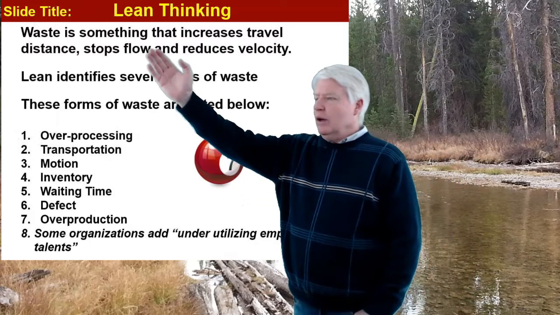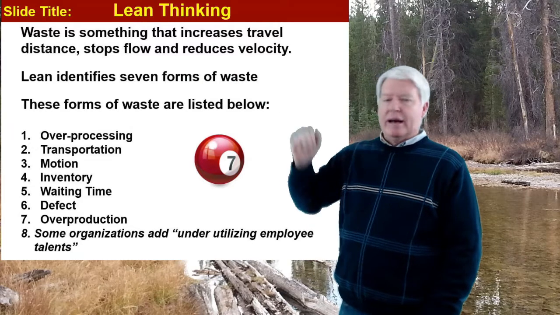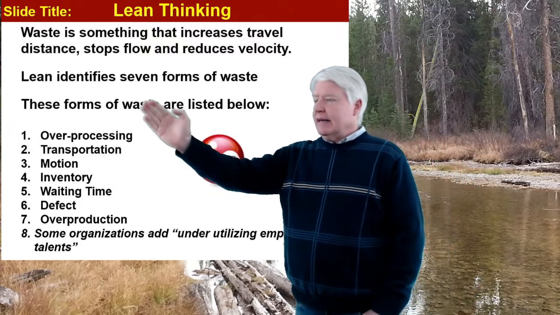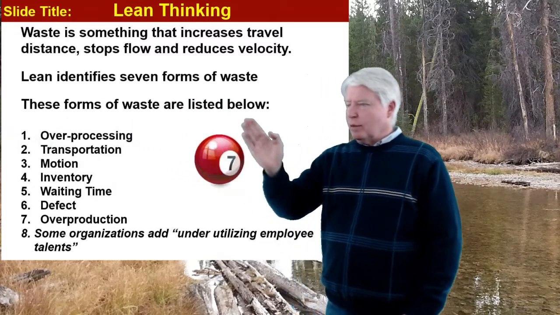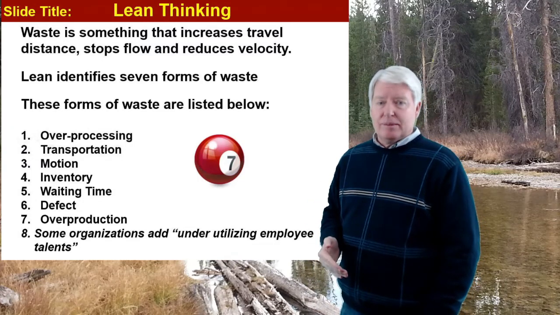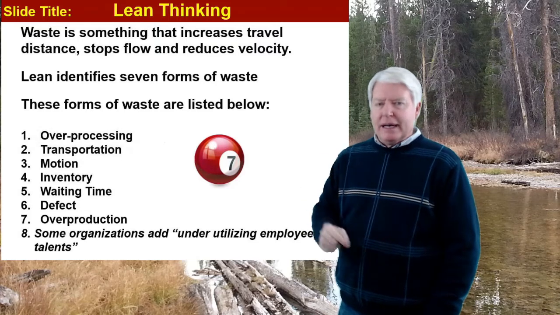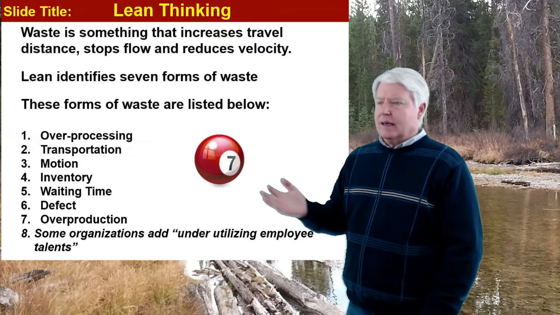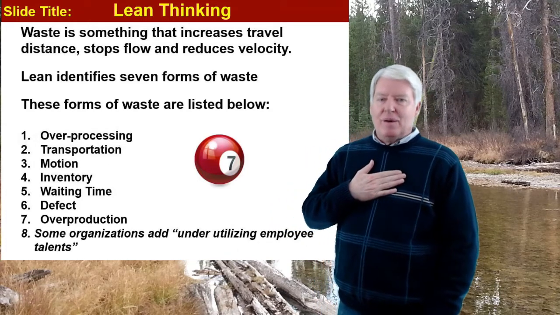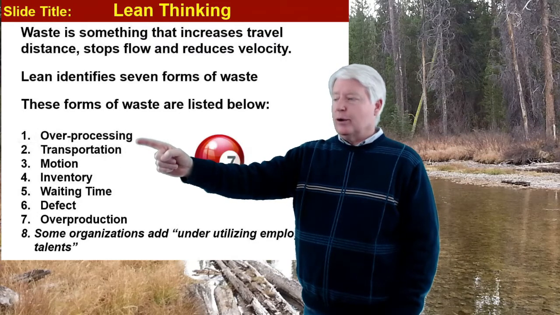Okay, let's just review here. Waste is something that increases travel distance, stops flow, and reduces velocity. That's what waste is in lean. Lean identifies 7 forms of waste. These forms of waste are listed here. Overprocessing. That's when you do more than the customer wants. So you may have that red part that I had, and you want to put a pinstripe on it. And the customer's like, you can put a pinstripe on it if you want, but don't charge me for it. So that's non-value added. You're adding more to the process than the customer's willing to pay for.